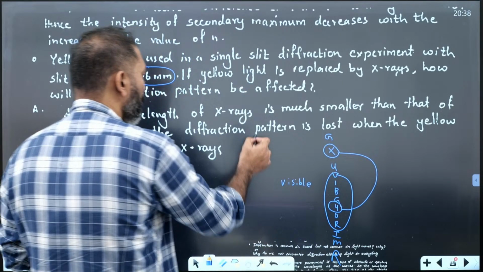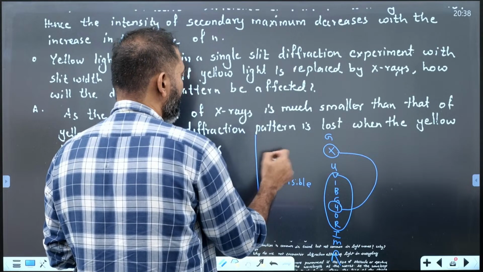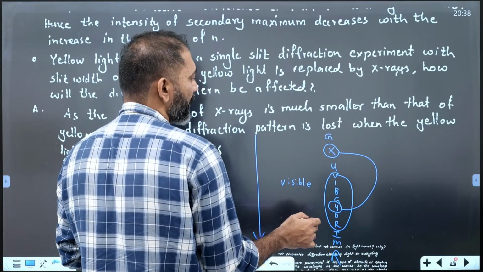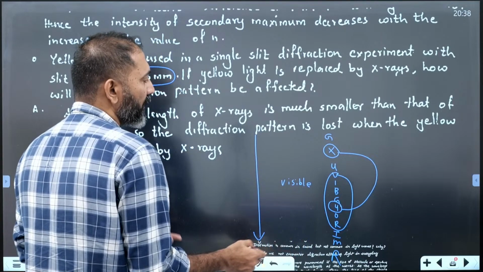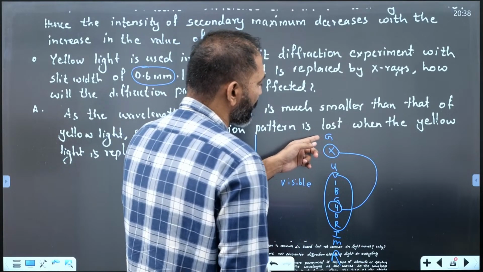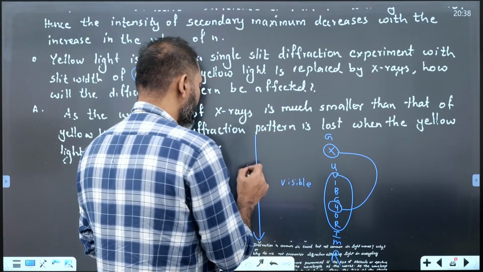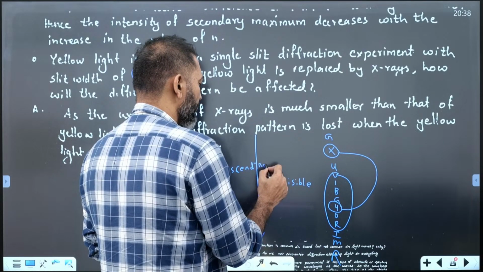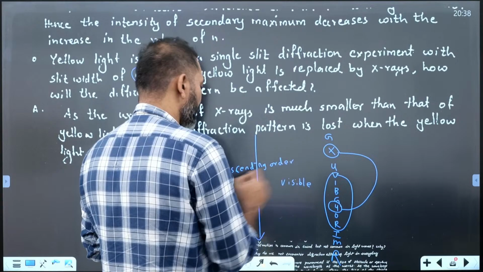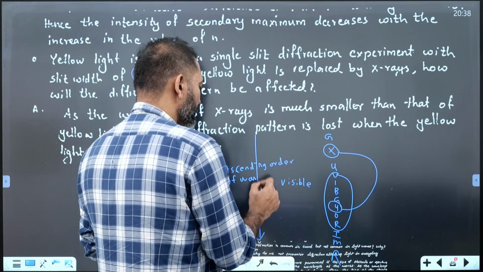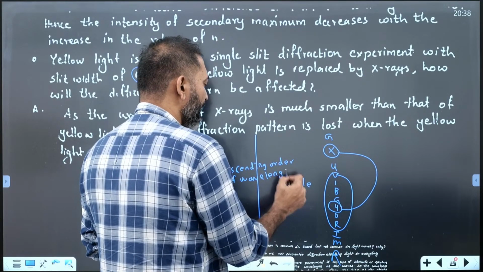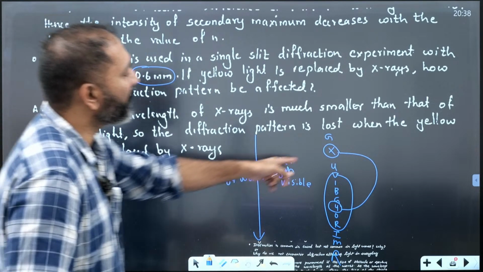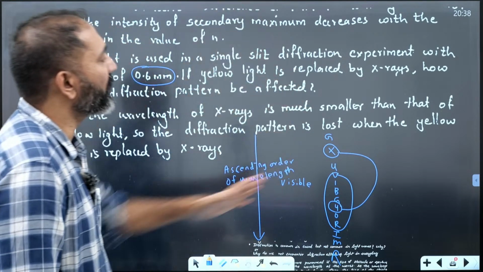It is in descending order. In the case of wavelength, gamma rays have the highest frequency, that is the lowest wavelength. So it is ascending order of wavelength. From this data, we understand that X-rays have very small wavelength.